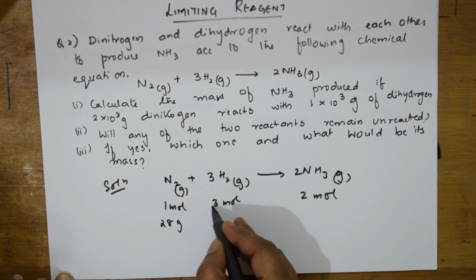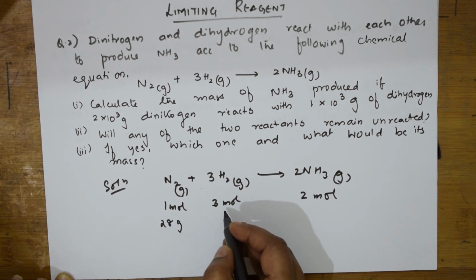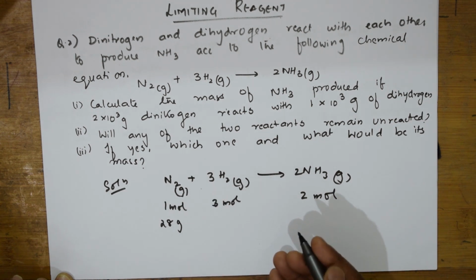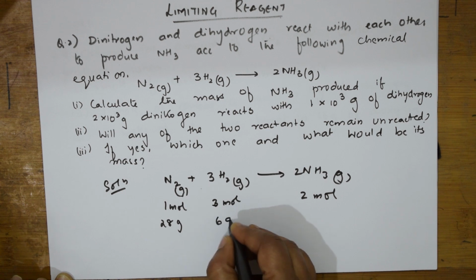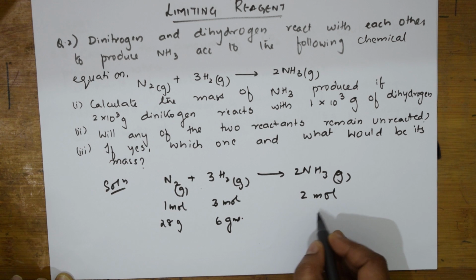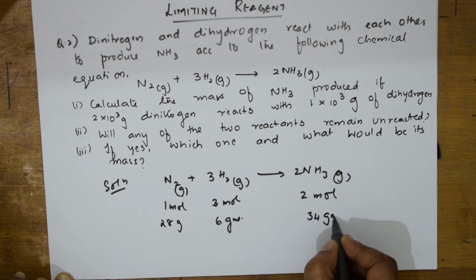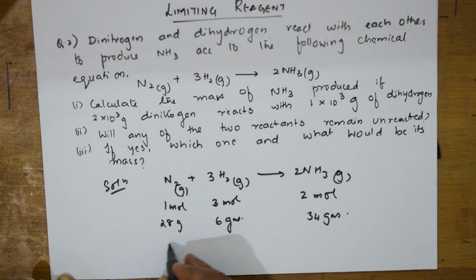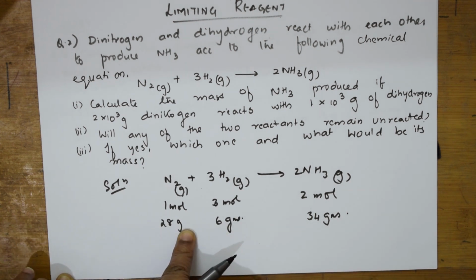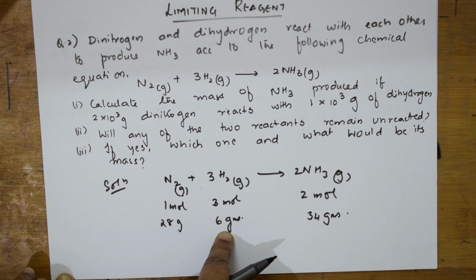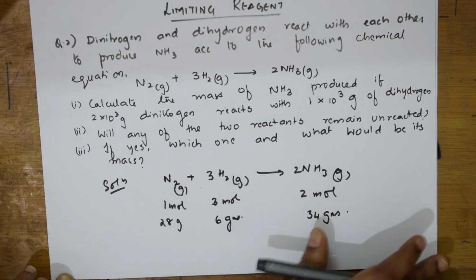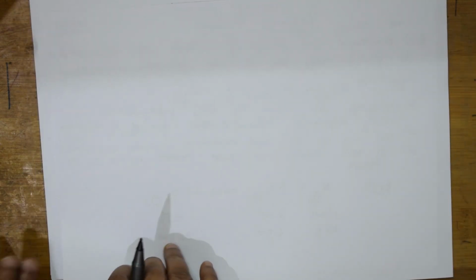Hydrogen, when I have to take, it is 3 into 2, which is 6. So 1 is 1.008, so 6 grams. Then ammonia, 2 moles means 34 grams. This is over, isn't it? So now what is the concept? 28 grams of nitrogen react with 6 grams of hydrogen. So 1 gram reacts with how much? That is what you should always start with, the basic thing.